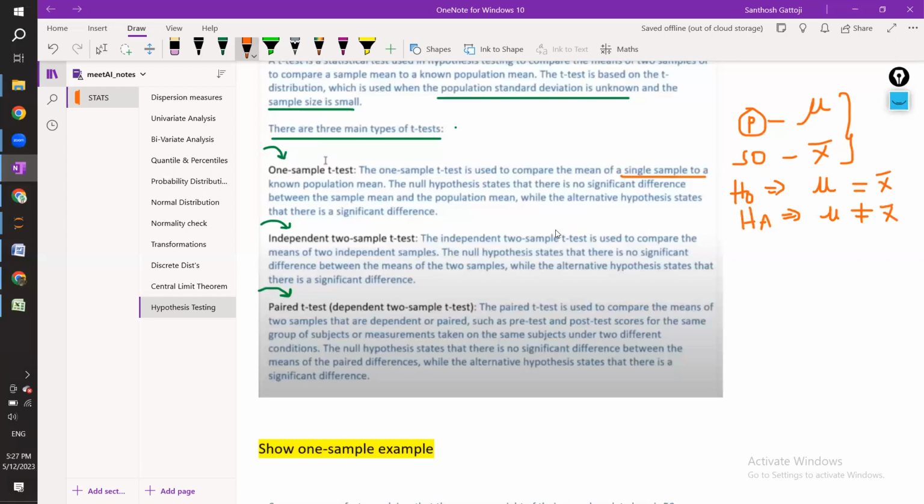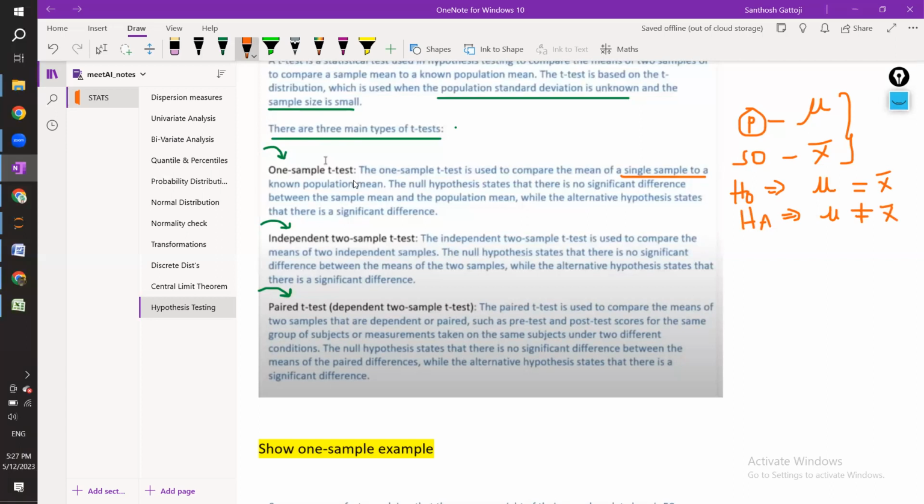Getting it, guys? What does one sample t-test mean? Yes, sir. Everybody? Sir, can you repeat again?